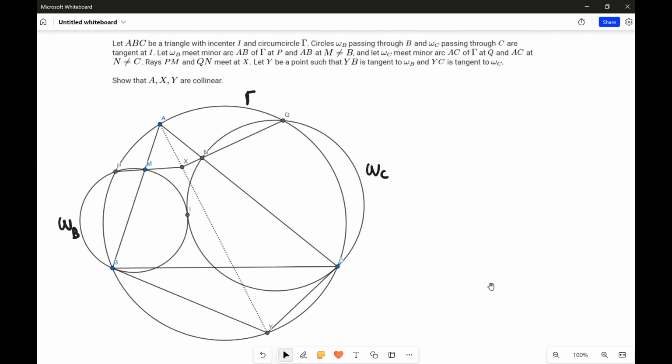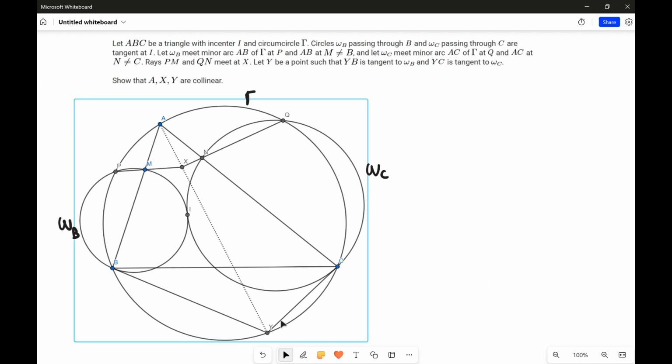Let PM and QN meet at X, and let Y be a point such that YB is tangent to omega B and YC is tangent to omega C. What we'd like to show is that A, X, and Y are collinear. So how do we go about proving this?